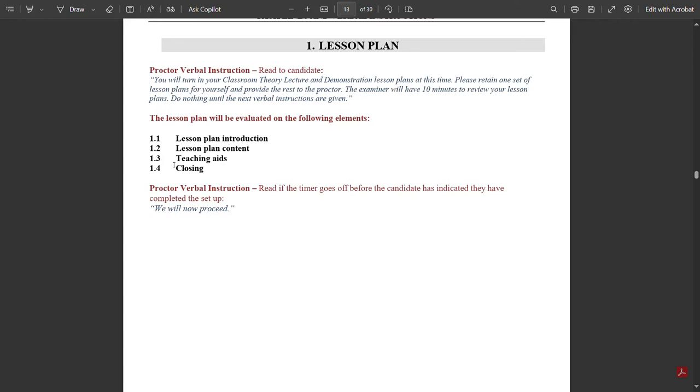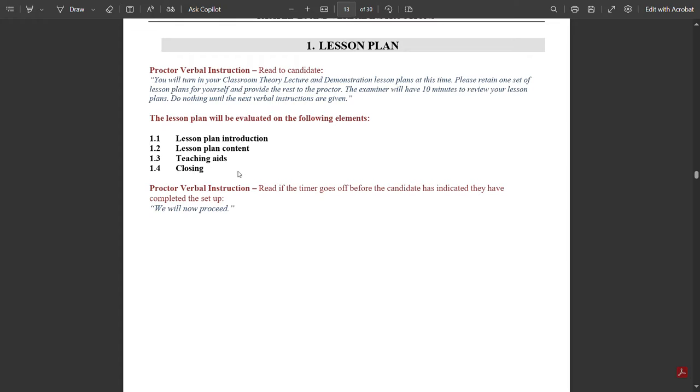The next thing is teaching aids. So just making sure that you have your teaching aids listed in the lesson plan and that you use them when you're teaching. We went over what that was earlier. And your closing. So after the content in the lesson plan, you'll need to have some sort of closing, and that just needs to be a quick little summary. Today, students, we talked about blah, blah, blah, right?